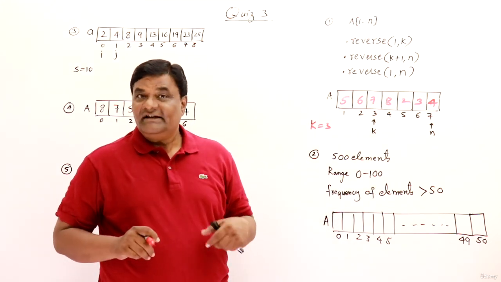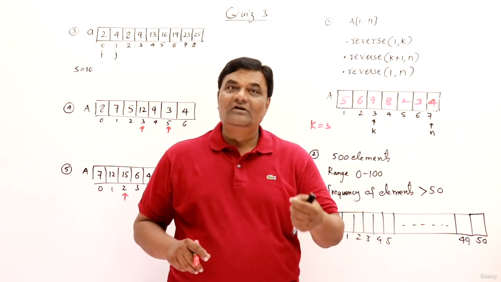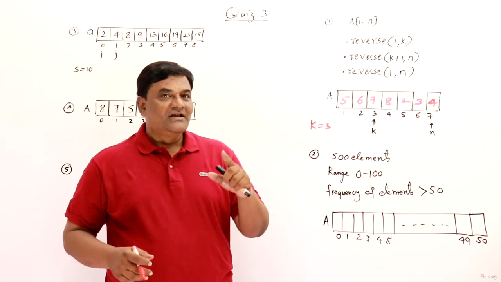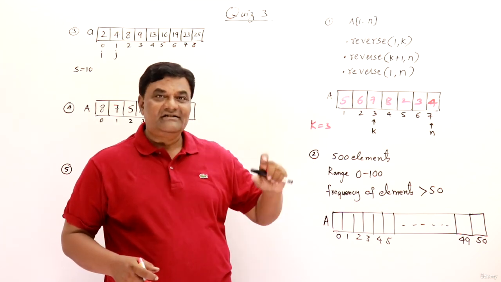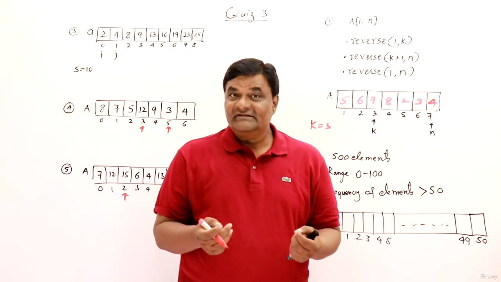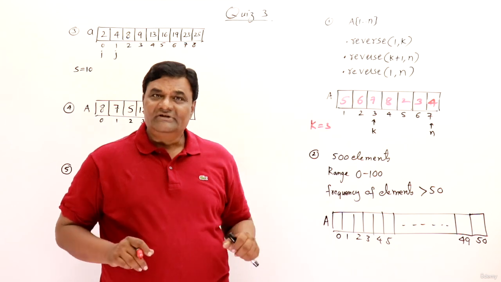So we want the frequency, like how many got 51 marks, how many got 52 marks, how many got 53 marks. That is frequency. Frequency of the elements greater than 50. So for storing only the frequencies, not the numbers, just the frequencies, what size of array do you need?